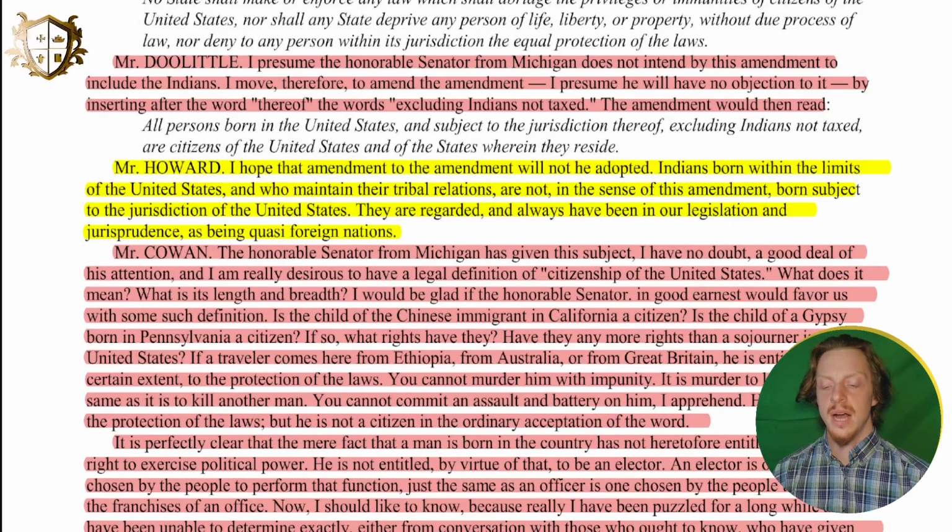Mr. Howard says, I hope that amendment to the amendment will not be adopted. Indians born within the limits of the United States and who maintain their tribal relations are not, in the sense of this amendment, born subject to the jurisdiction of the United States. They are regarded, and always have been in our legislation and jurisprudence, as being quasi-foreign nations. Uh-oh.